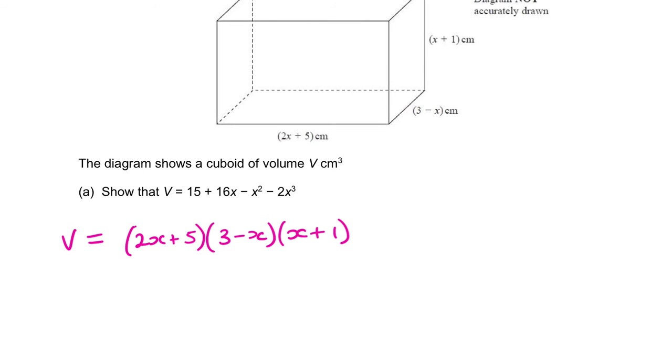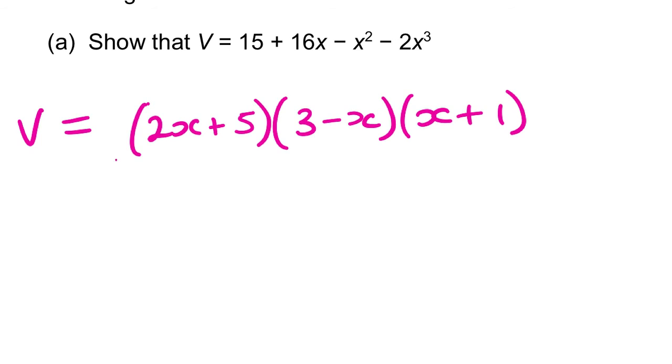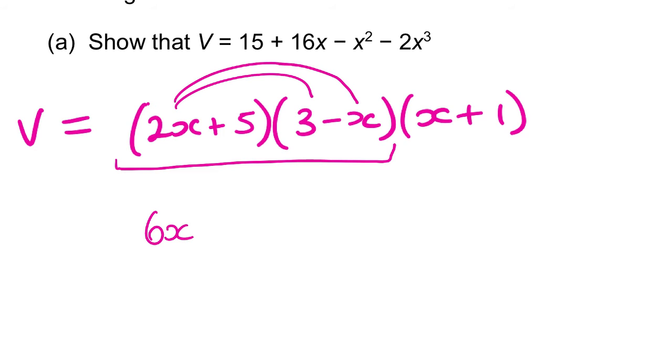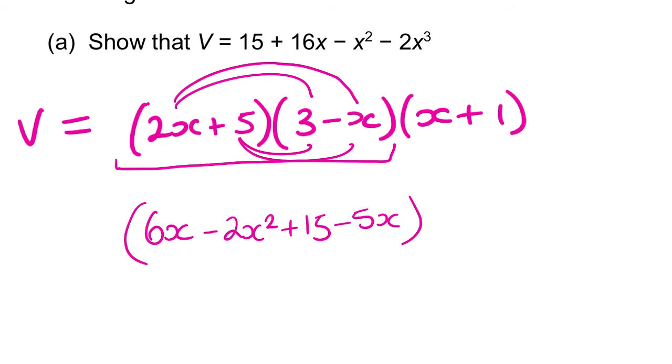Now, when we multiply, I'm going to multiply the first two first, and then I'll multiply it all by (x + 1). So 2x times 3 is 6x. 2x times negative x is negative 2x squared. 5 times 3 is plus 15. 5 times minus x is minus 5x. This all then needs to be multiplied by x plus 1. However, I'm just going to tidy it up slightly, okay?